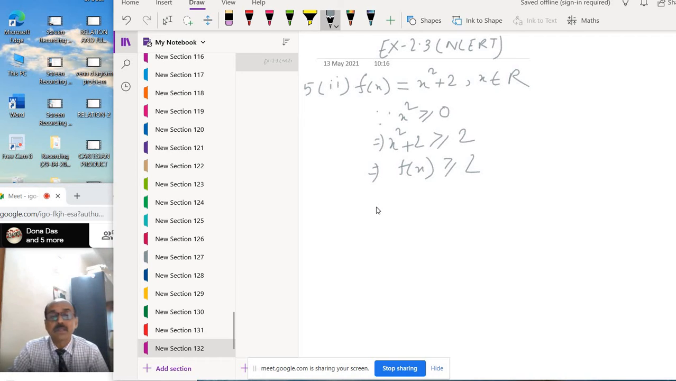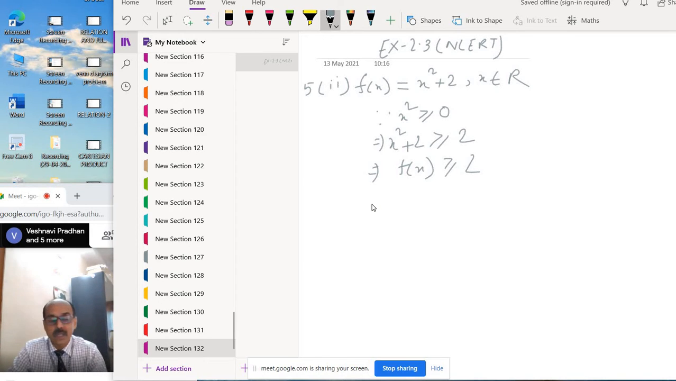Now f(x) is the y value. So range means values of y. So the values of y here are greater than or equal to 2. That means start from 2 and go to more than 2, all the real numbers, and the end is up to the positive side, infinity, less than plus infinity. Now the equal sign is there, that means start from 2. So all numbers are positive here.